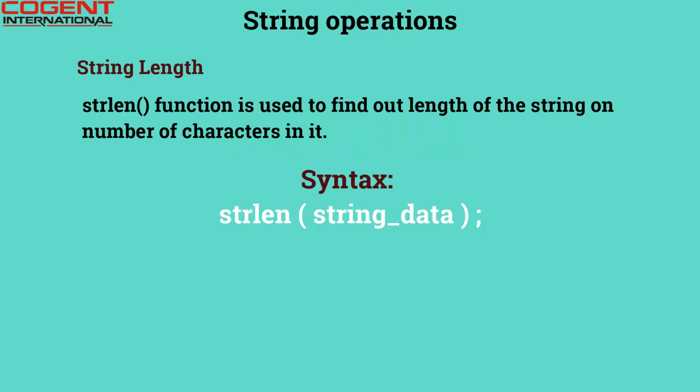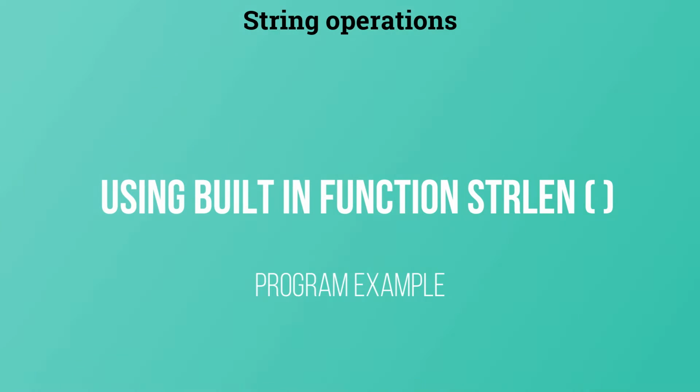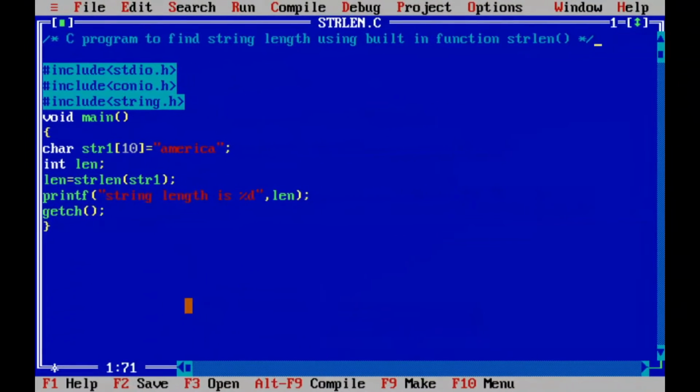So now let us understand, using the inbuilt function strlen, how to find out the length of the string here. Let us understand a C program to find out the string length using the built-in function strlen. In this program I have declared the three header files. One is the standard input output, and next is console input output. Then I'm going to use string.h because I'm using the built-in function, that is strlen function here. So I need to include the header file string.h. This function is declared in this header file here.